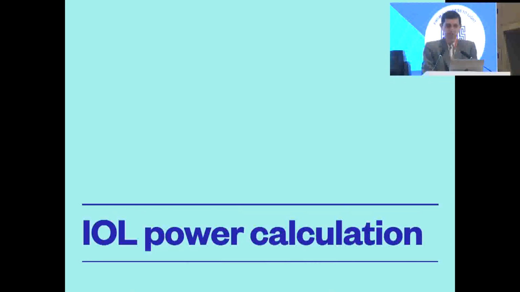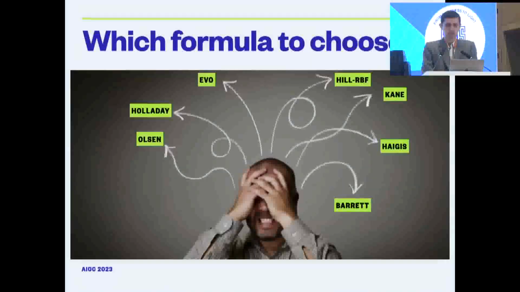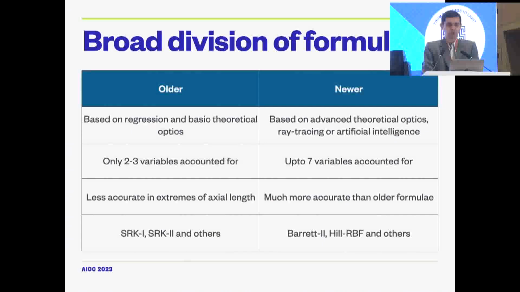Now what about IOL power calculation? Which formula do we choose? Previous speakers have elucidated various formulae. The broad division of formulae can be divided into older and newer. The older ones are based on regression and basic theoretical optics. The newer ones are based on more advanced theoretical optics. The older ones have only 2-3 variables. Of course, the newer ones have more variables. And the older ones are less accurate, and the newer ones are more accurate in general.